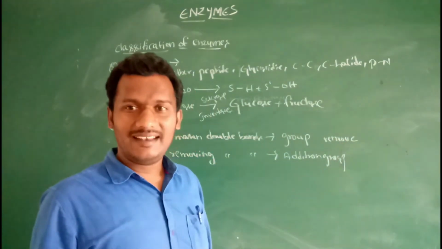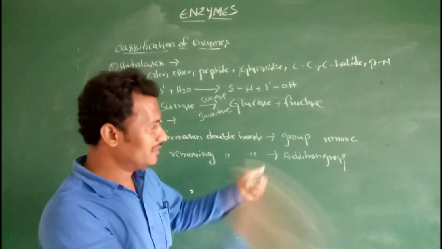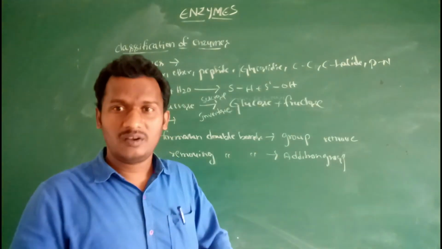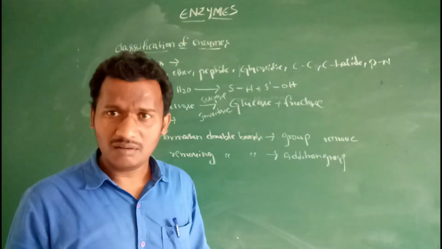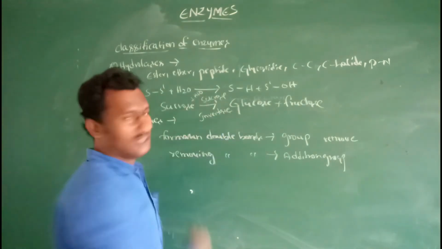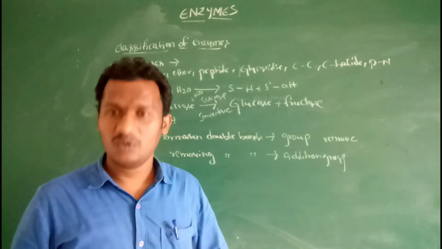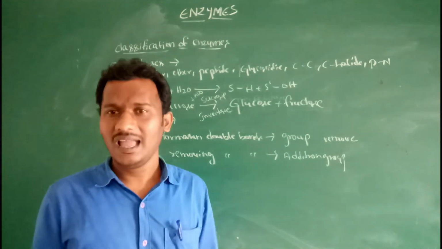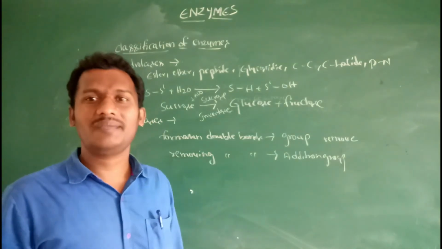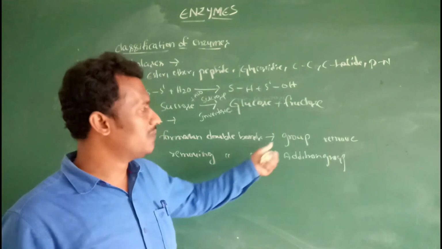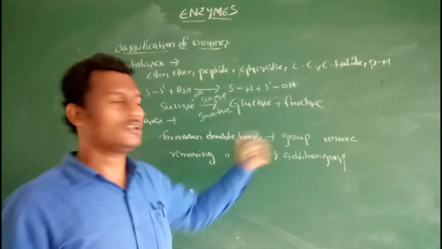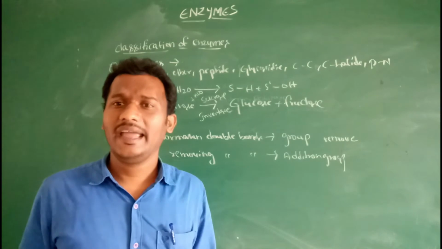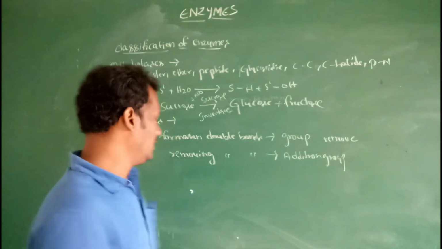So these enzymes catalyze the formation of double bonds by removal of groups, or removal of double bonds by addition of groups, without hydrolysis, without the help of water molecules, without oxidation, without reduction, and without consuming ATP molecules.